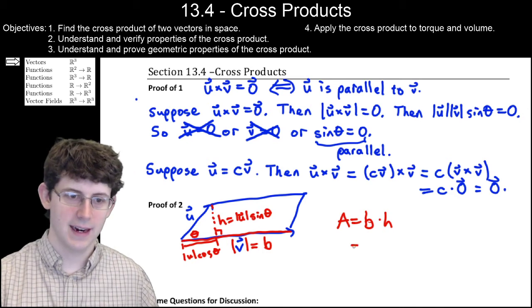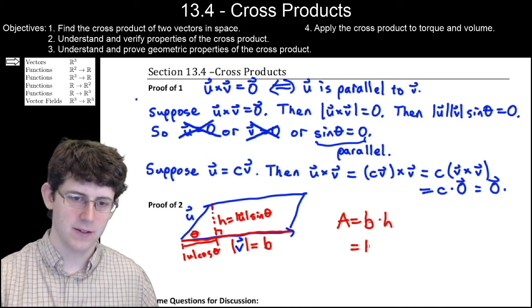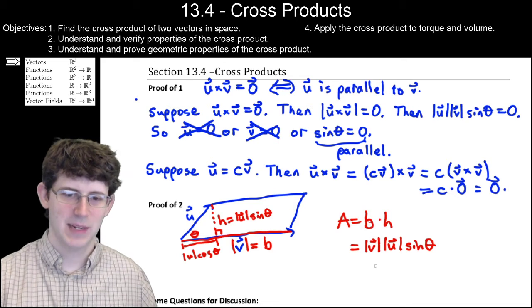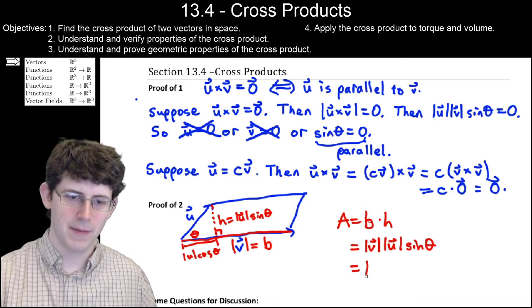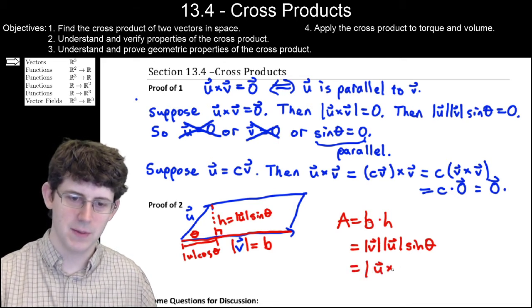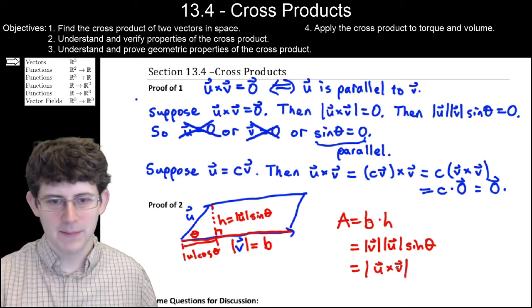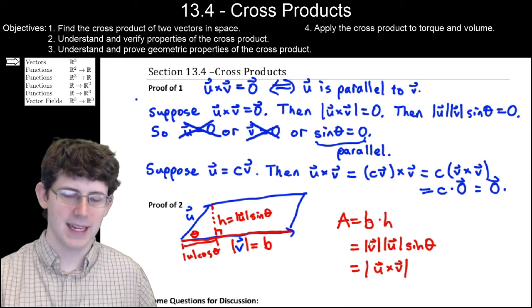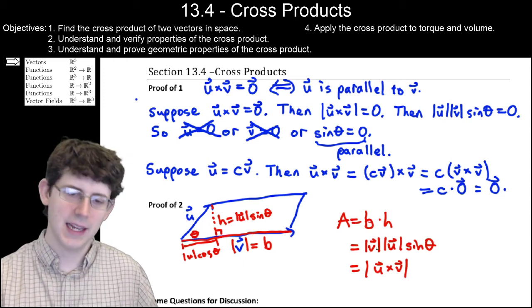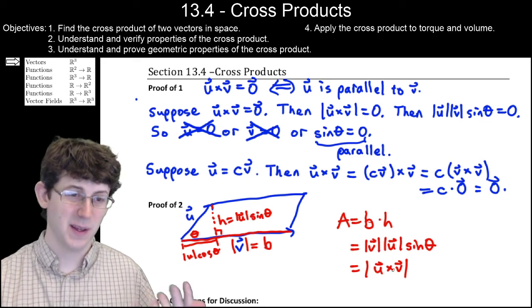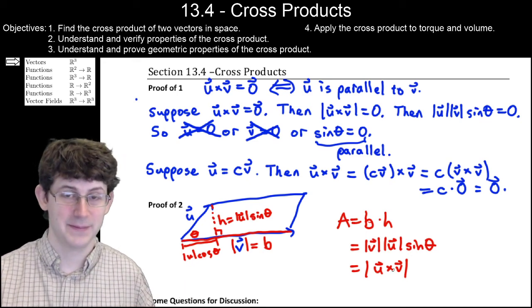So when you're finding the area, the base is the magnitude of v. The height is the magnitude of u sine theta. And that's it. Because this here was our definition of what the magnitude of the cross product is supposed to be. So the area of a parallelogram, because of how we defined the cross product, its magnitude is given by this formula, and the parallelogram has the same area.